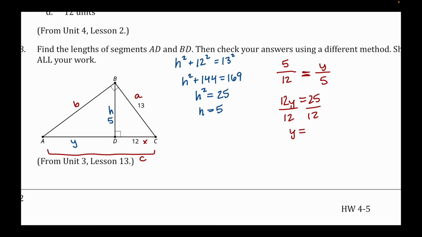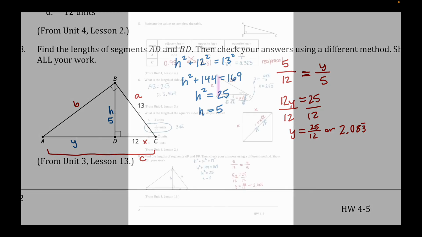it's not going to reduce nicely, so let's just grab what our decimal approximation is. You could leave it as 25 over 12. I'm going to say 25 over 12, or 2.083, and the 3 repeats to infinity. So how can we check both of these values?